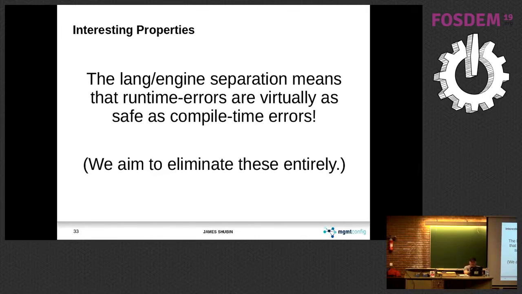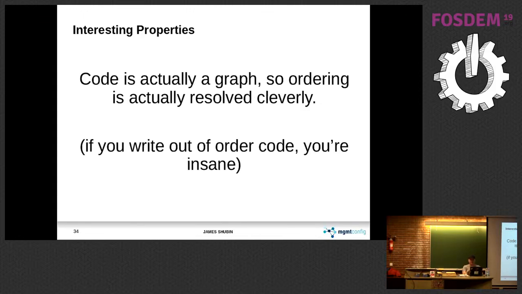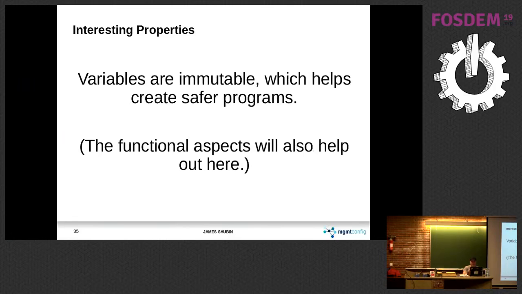The graph library is actually a library that I wrote, which is part of our code base. So if you are a graph purist, I would love for you to look at it and tell me how bad it is. It uses an adjacency mapping and seems to work great. So yeah, I talked to you about this. The code actually is a graph itself. So the language doesn't care. It works great. If you write out of order code, you're definitely insane.